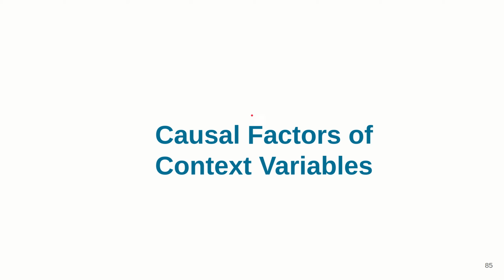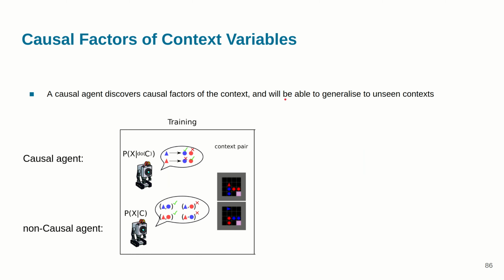Right. So after discussing how context variables can be used for contextual reinforcement learning and how important they are, I would like to discuss an aspect of causality and learning which factors are causal and which factors are non-causal in the context variables. Imagine the previous environment that we discussed before, and imagine that there is a causal agent that can distinguish which factors are causal in the context variable and which factors are non-causal.